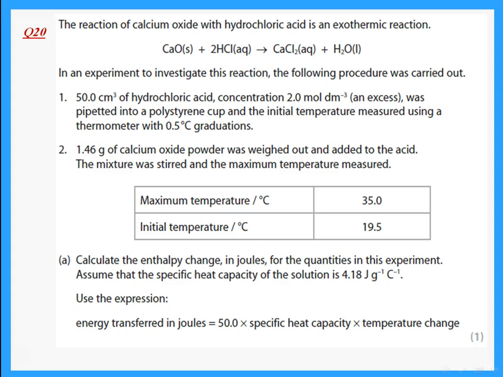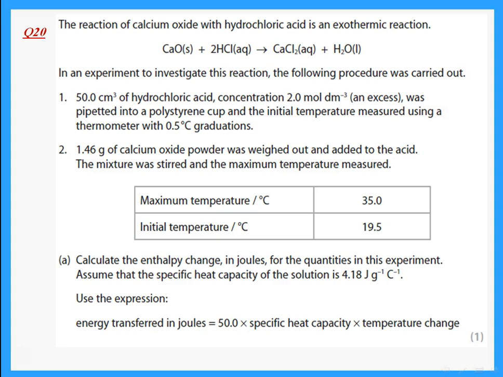This is another question. It says the reaction of calcium oxide and hydrochloric acid is an exothermic reaction. In an experiment to investigate this reaction, the following procedure was carried out. 50 cm³ of hydrochloric acid of a certain concentration was pipetted into a polystyrene cup. The initial temperature was measured. Then 1.46 grams of calcium oxide powder, weighed out, was added to the acid, and he records the maximum temperature and the initial temperature. He's asking to calculate the enthalpy change for the quantities in this experiment.